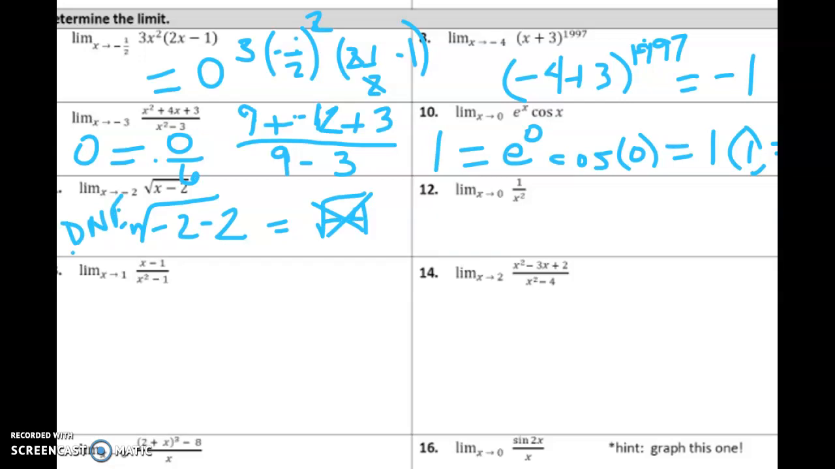Here, can I do a direct substitution? No, I cannot do a direct substitution because I get 1 over 0. 0 is not in the domain here. This is undefined.